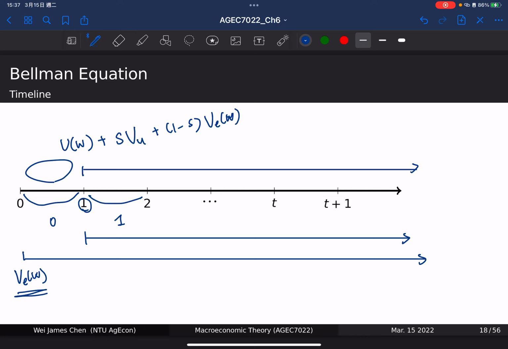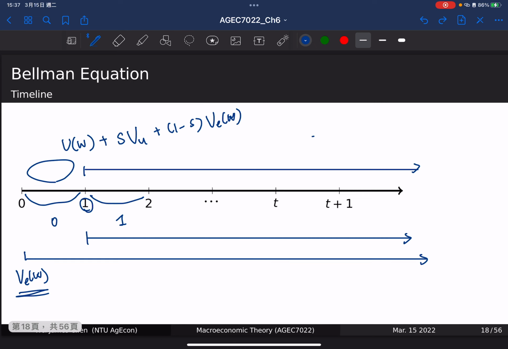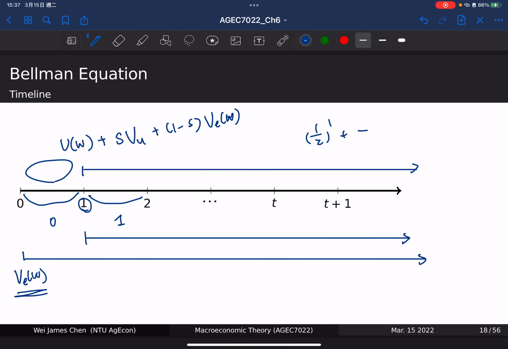I don't know if you guys have learned these tricks in maybe junior high or high school. So you might see this before, okay? There's a sequence: half to the power of 1 plus half to the power of 2 plus half to the power of 3 plus blah, blah, blah. Infinitely many terms.